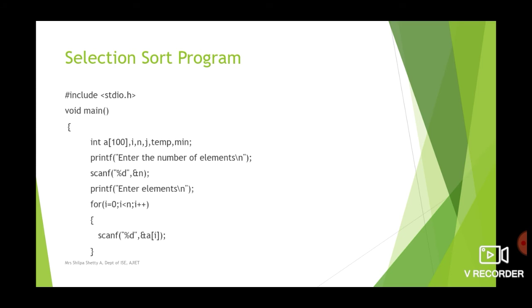So here is the program, selection sort program. So the first line is the header file stdio.h. As I already told you, this is the standard input output header file which contains the built-in functions for printing an element or reading an element. That is, the printf and scanf functions are defined in this header file. Next we have void main, that is where the execution of the program starts.